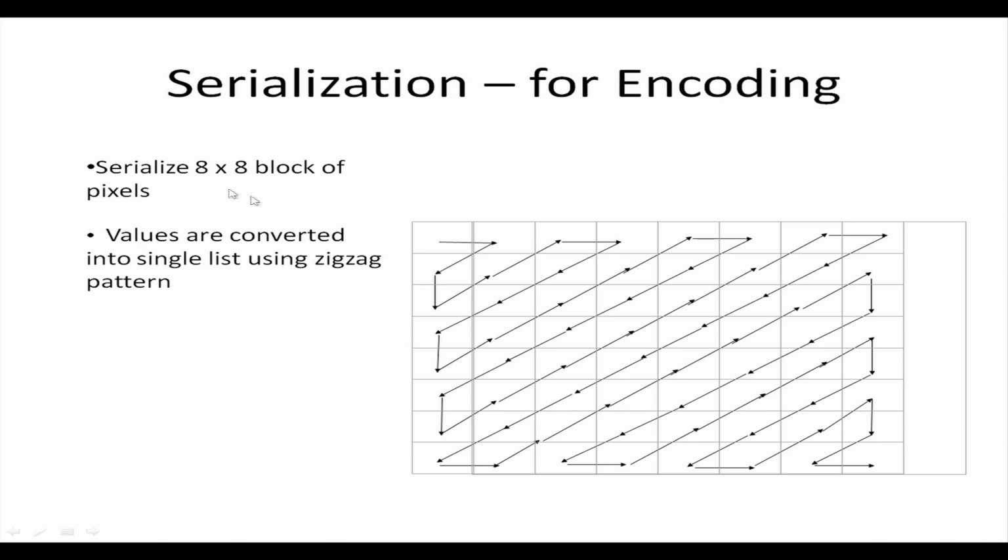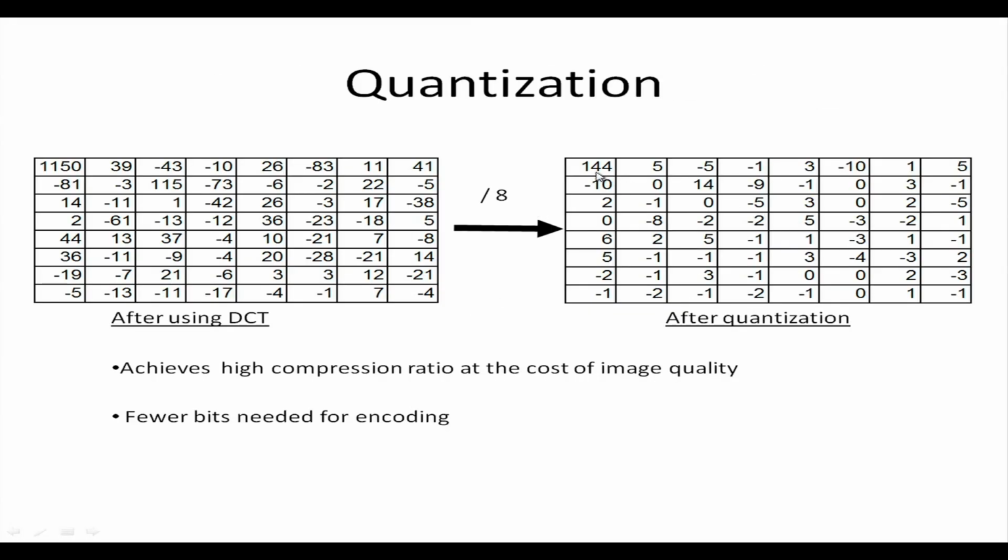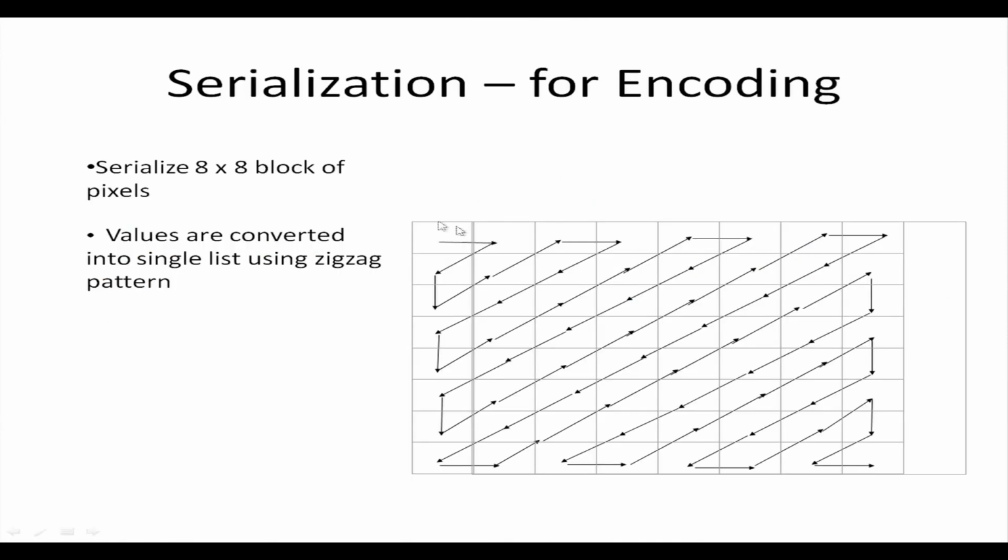Each of the 8 by 8 blocks will be serialized. So, if I serialize this, I will get an array of integers, right. Now, how do I serialize it? The serialization is done using a zigzag pattern. Why in a zigzag pattern?